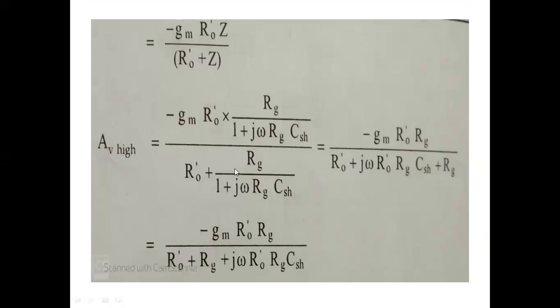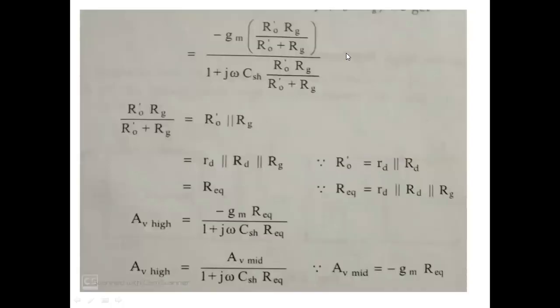If you simplify the equation, we have minus gm ro' Rg by ro' plus jω ro' Rg Csh by Csh plus Rg. Okay, we are writing these two resistances as one side. So minus gm ro' Rg by these two terms, ro' plus Rg, and the remaining term plus jω ro' Rg.